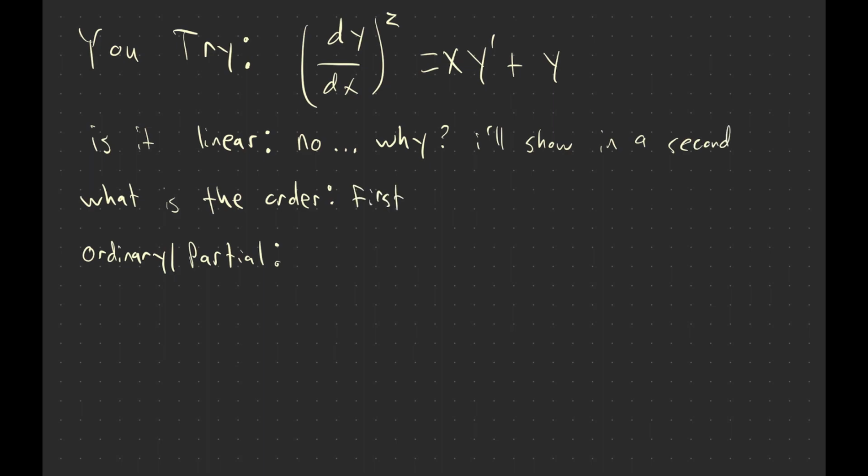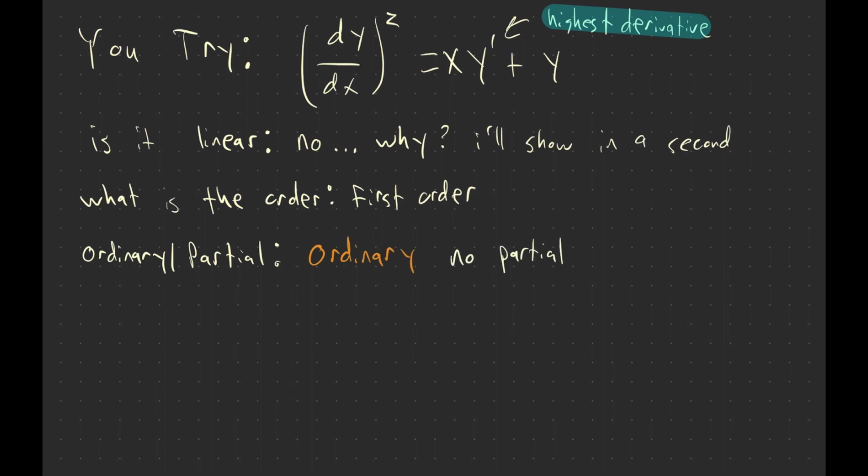So what's the order? We look for the highest derivative. It's a first order differential equation because we have y prime in there and dy dx. Those are both first derivatives, and that's the highest one. So it's a first order differential equation. And it's ordinary because we don't see any partial derivatives inside of it.